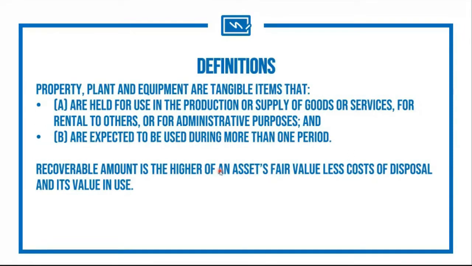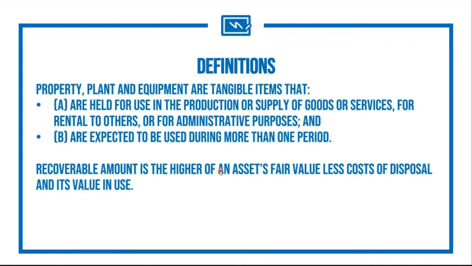We have property, plant, and equipment, which is defined as tangible items that are held for use in the production or supply of goods or services, for rental to others, or for administrative purposes, and are expected to be used during more than one period. So you might be looking into this item. It says here, for rental to others. So you might be asking, sir, I thought that items that are for rent are supposed to be considered as investment property. The answer is, not all items that are held for rentals are investment properties.